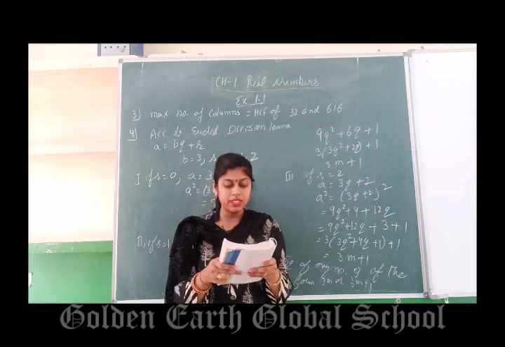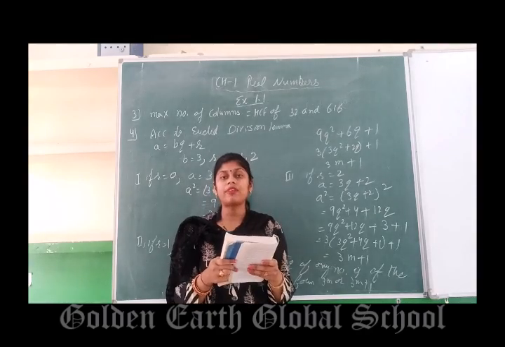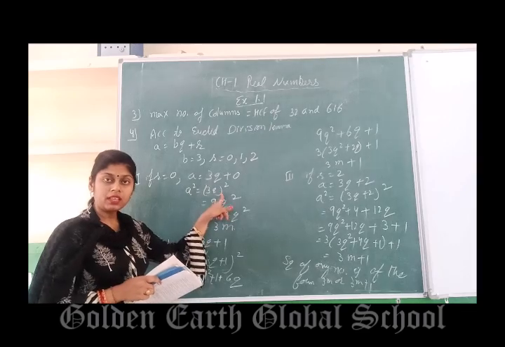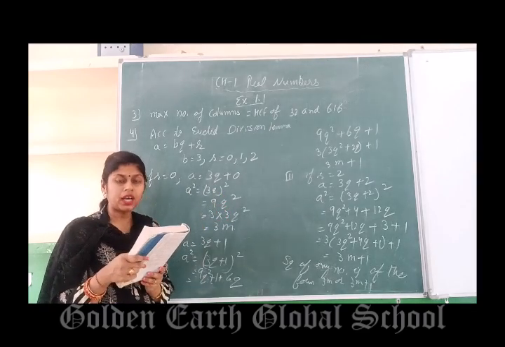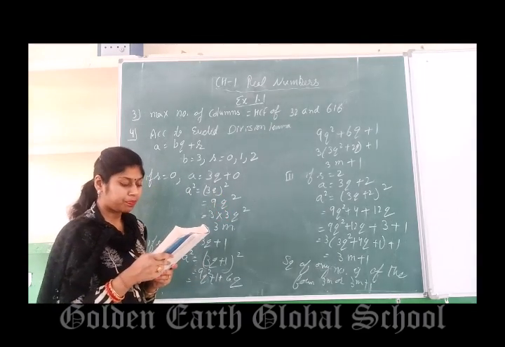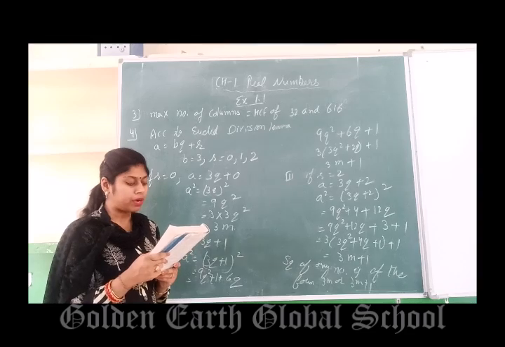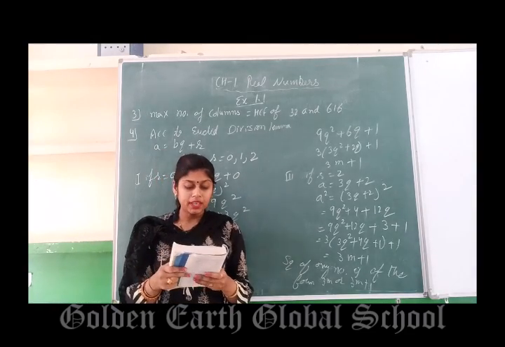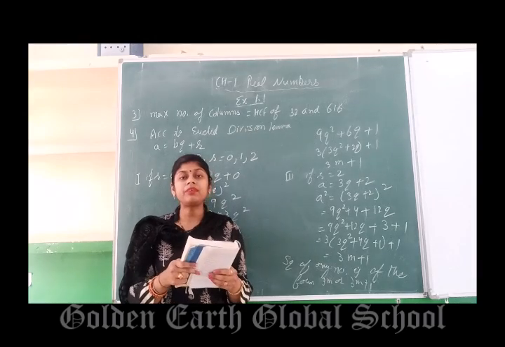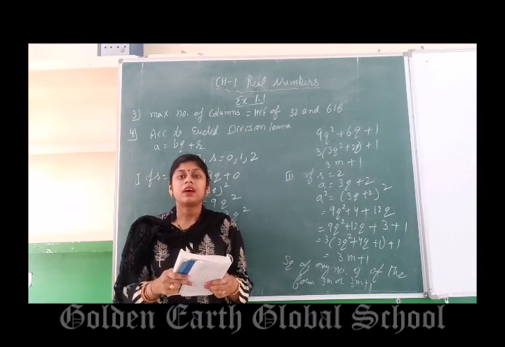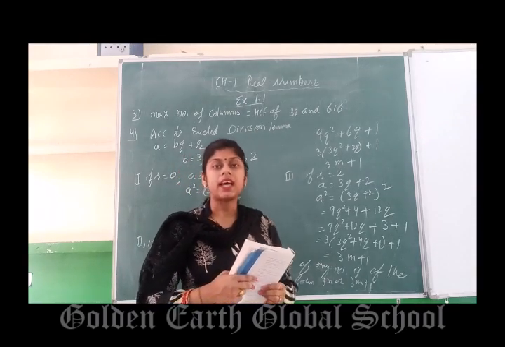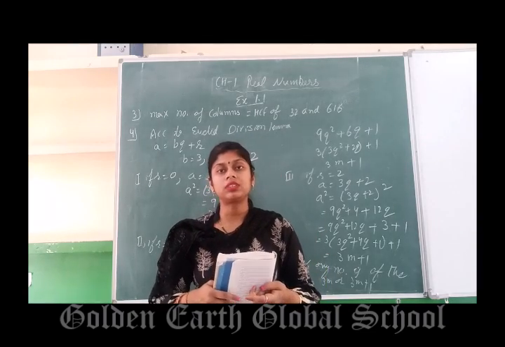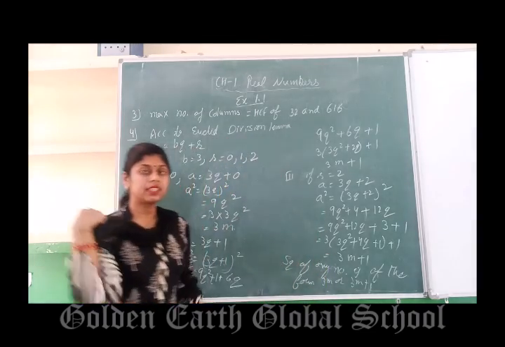Use Euclid division lemma to show that the cube of any number. Here in the previous question we did squaring. So in the fifth question you have to do the cube on both sides. Any cube is of the form 9m or 9m plus 1 or 9m plus 8. Here see, what will you choose for b? Either you can choose b as 9 or you can take a divisor of 9, meaning 3.